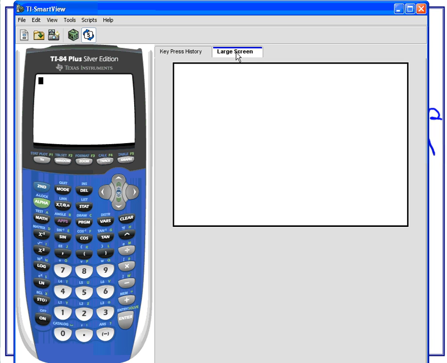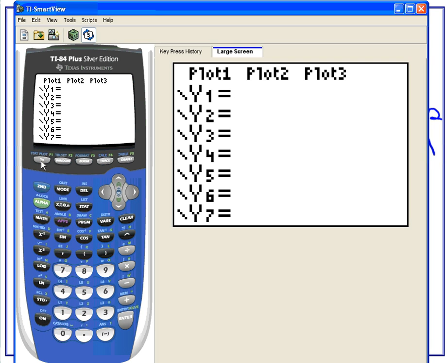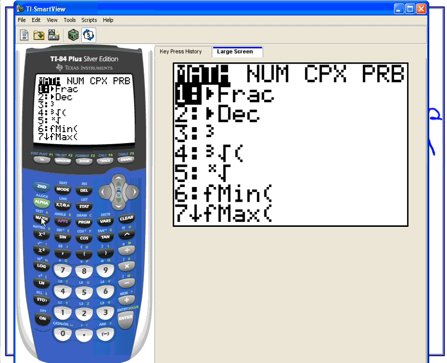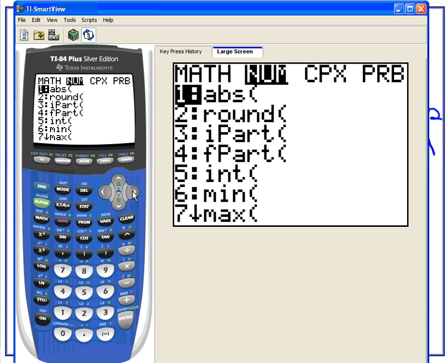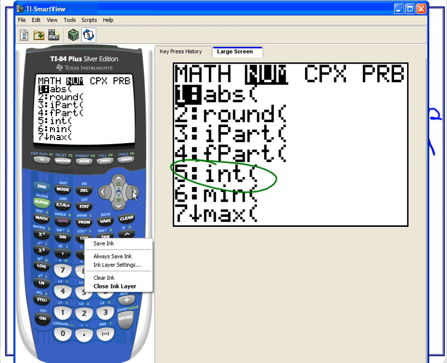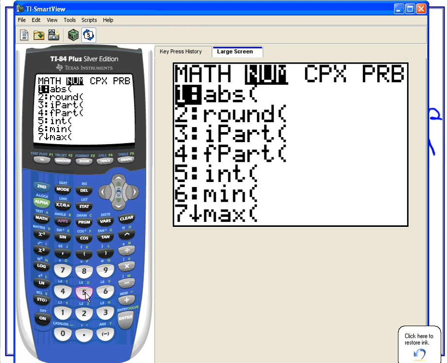And the greatest integer function, we're going to go to our graph, we're going to go to y equals. And you can find the greatest integer function in the math menu and come over to number. And then it's number 5, this int. People get confused sometimes. They think it's the third one, the I part, but that truly does truncate. Whereas this int function is what we're looking for. The greatest integer function, I'll choose 5.